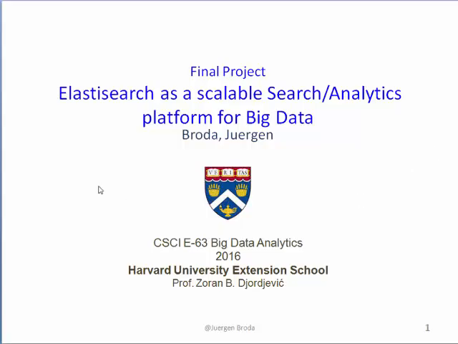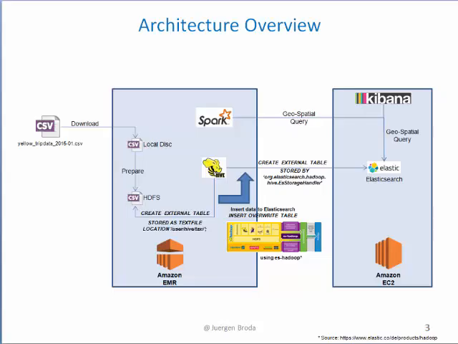I decided to approach the following architecture. I'm going to use taxi data from New York City, the month of January 2015, and I'm going to provide this CSV file into an HDFS file system which is running on an Amazon Elastic MapReduce cluster. The file size is roughly 2 GB, and I'm going to take that file and create a Hive table which is reading the data from HDFS, and in addition I'm going to create a second Hive table which is storing the data back in Elasticsearch.